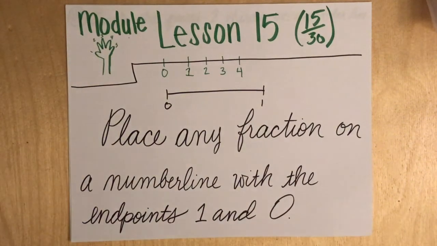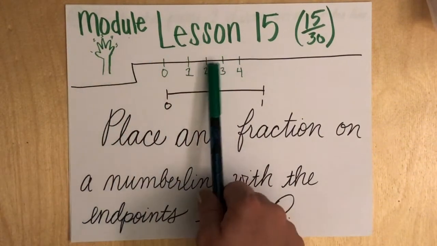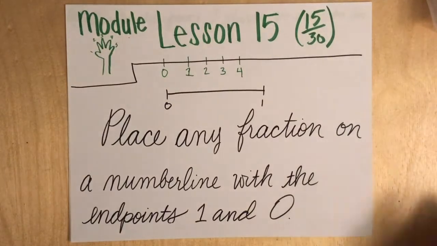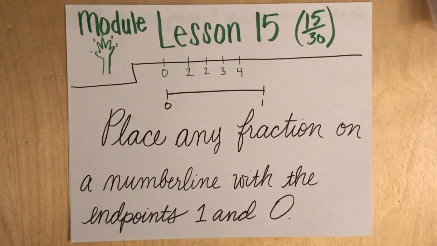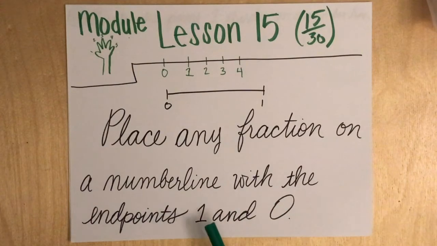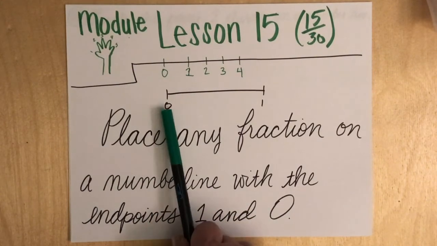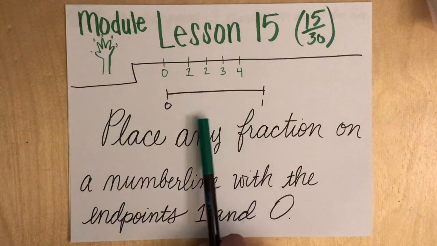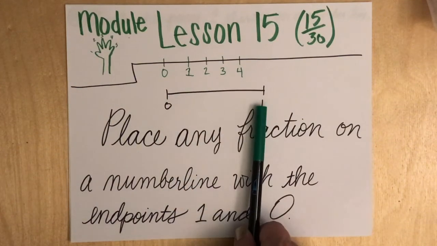Hey third graders, welcome to Module 5, Lesson 15. We are 15/30ths of the way through our fraction unit. So today we're going to place any fraction on a number line with the endpoints 1 and 0. So we're going to be making a number line today and just looking between 0 and 1.